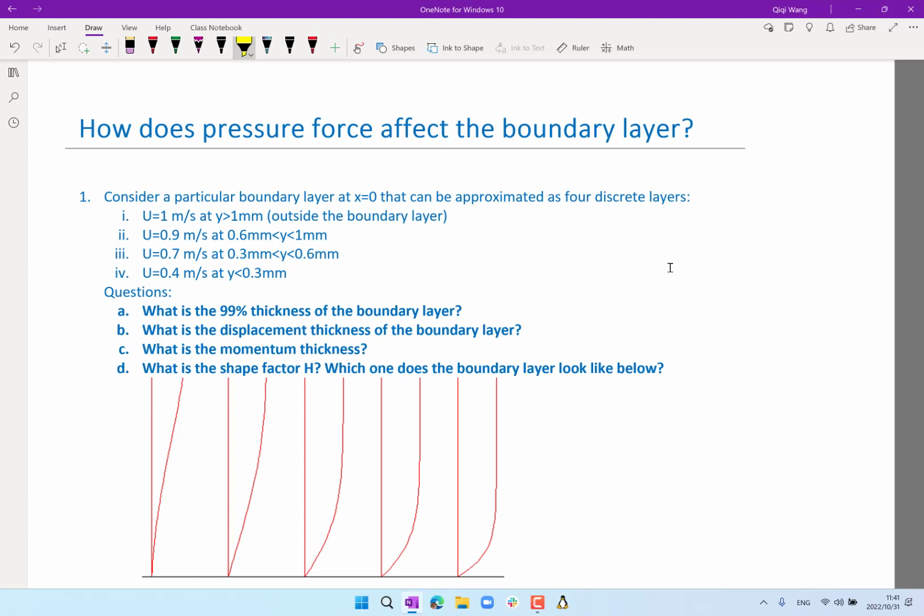So can you work out, oh, I just want to test whether you listened. What is going to be the 99% thickness of the boundary layer? Remember what is the definition of 99% thickness? Yeah, what is the delta 99 in this case?